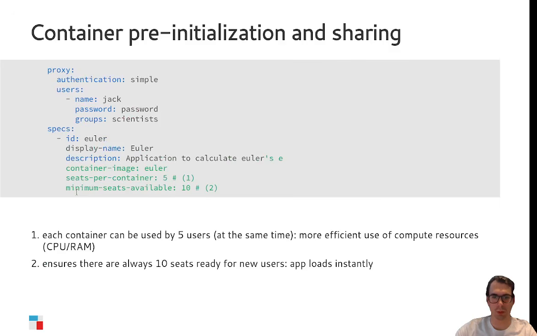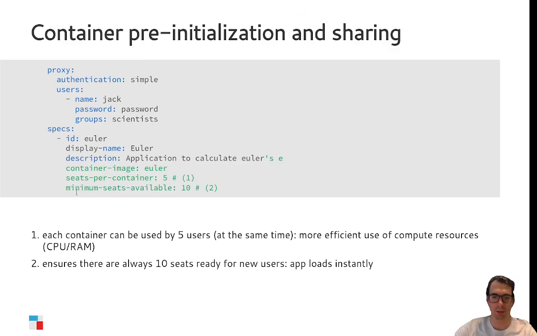So as you notice, the configuration is very simple, but we can make it a little bit more complex by introducing the seats per container setting and the minimum seats available setting. The first setting ensures that each container can be used by five users at the same time. And so the container is shared by those 5 users, and this allows for more efficient use of compute resources. So the CPU and the RAM resources are shared by the users.